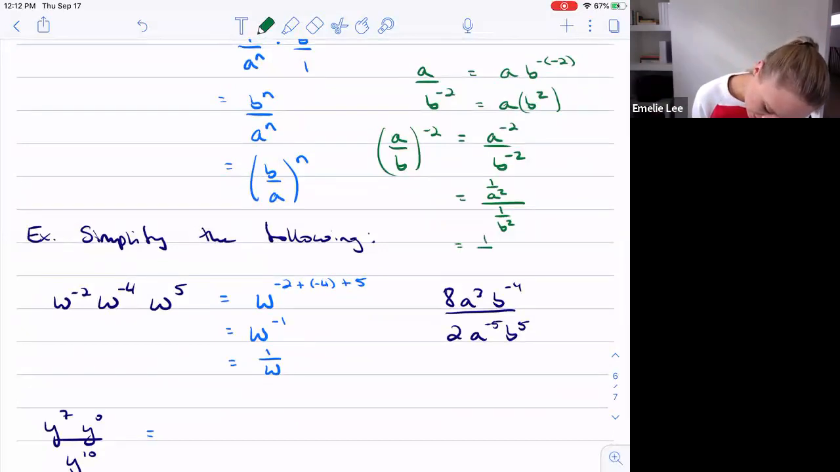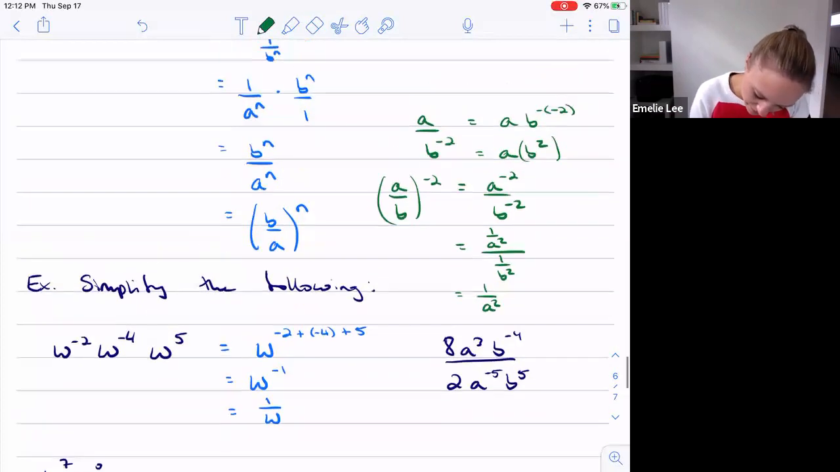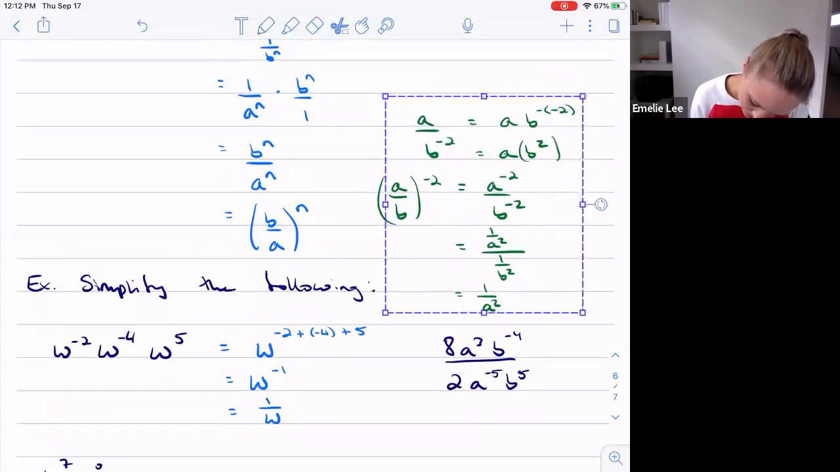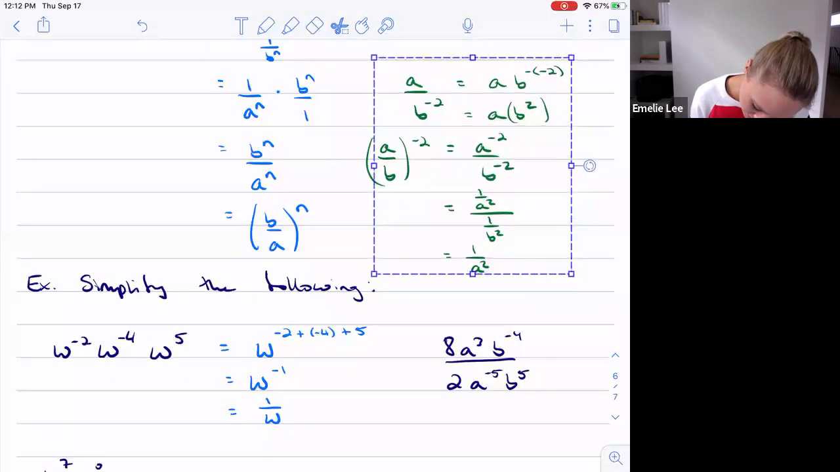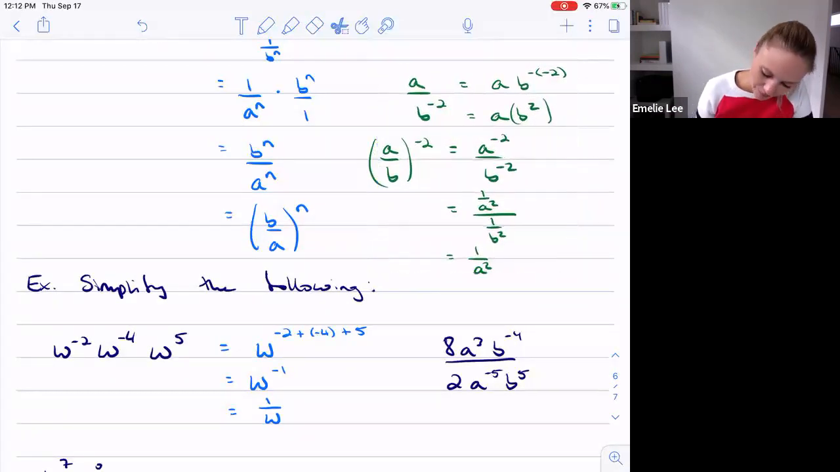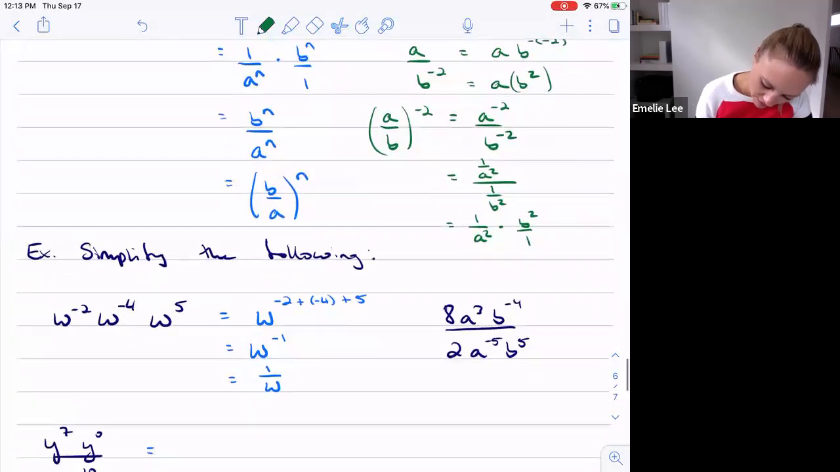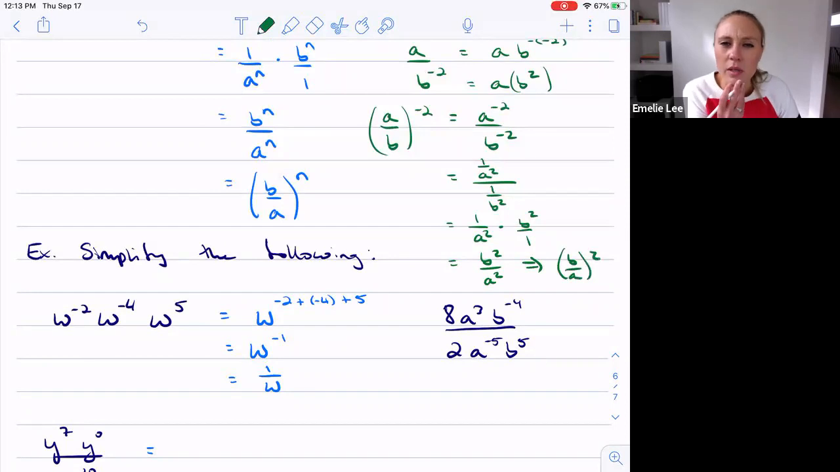So I've got 1 over a to the power of 2, scoot this up a little bit, times b to the power of 2 over 1, which is just b to the power of 2 over a to the power of 2, which I think, yeah, is exactly what you said. Okay.